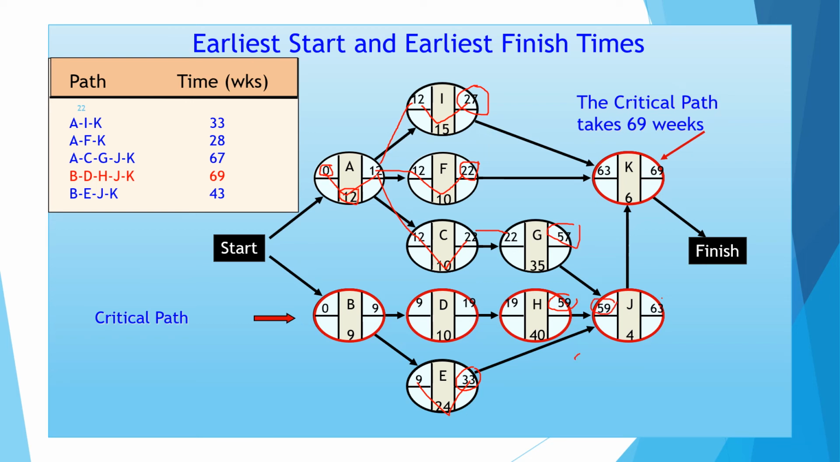Why? Because while going to the right side, the highest value will be taken, and when going to the left side, the lowest value will be taken. So here we are having 27, we are having 22, and we are having 63. So what have we taken? We have taken 63 as the highest value. Here we are getting 33, here we are getting 57, but we took the value 59 because 59 is the highest value.